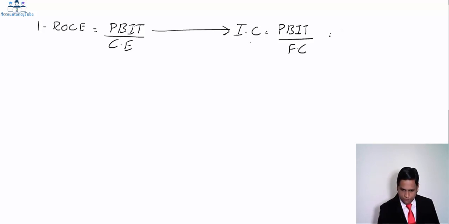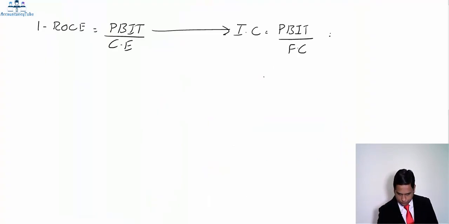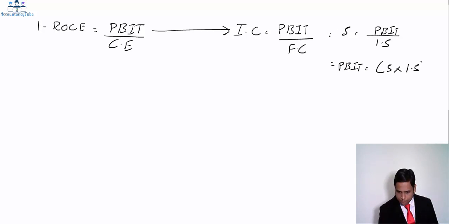We are given an interest cover of 5 times and interest payable of 1.5 million. Interest cover is 5, interest is 1.5 million. Now it's just simple mathematics. Your PBIT is 7.5 million.